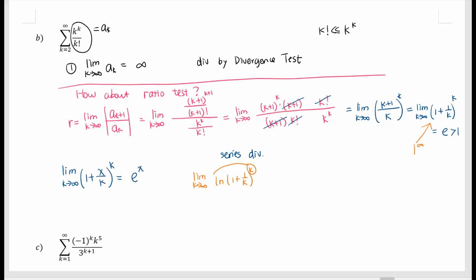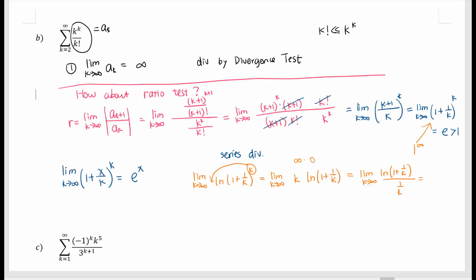And what's the good thing about ln? It can bring the power down in front. So we have k ln of 1 plus 1 over k. Okay, so now when k goes to infinity, this is infinity times 0. When you see infinity times 0, you want to move one of the factors downstairs. Okay, so which factor do you move? Well, the ln of 1 plus 1 over k is so big. We don't want to move the big guy, so we move the small guy. But when we move, we also need to flip it. So it becomes 1 over k.